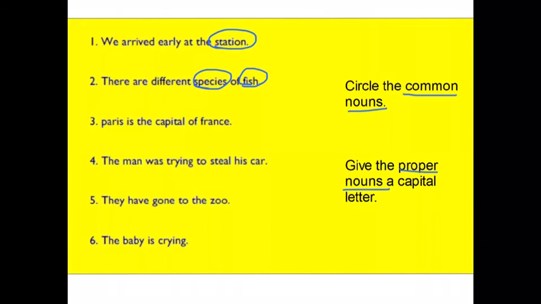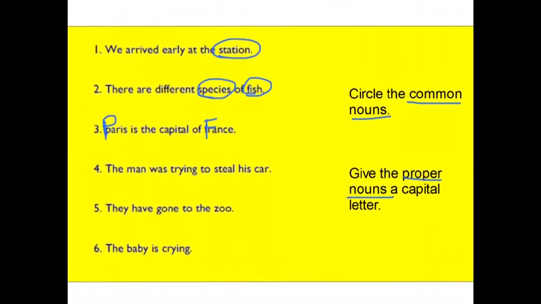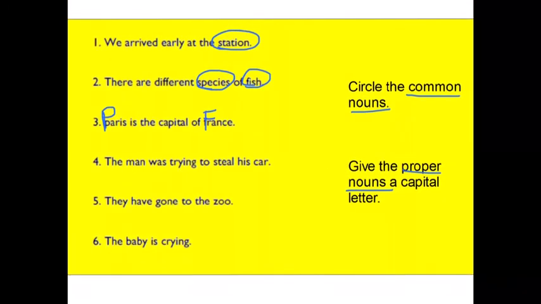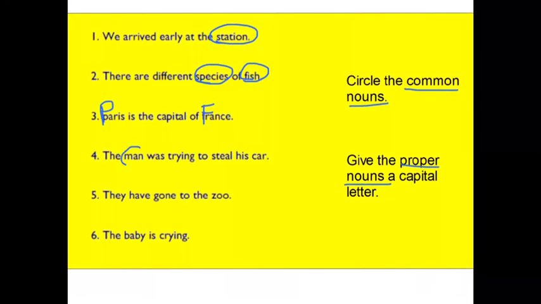Paris is the capital of France. Paris requires a capital letter, as does France, because they're both proper nouns. Question 4. The man was trying to steal his car. Man is a common noun, as is car. Question 5. They have gone to the zoo. Zoo is a common noun. If it named the specific zoo, for example, London Zoo, then they would need capital letters because they would be a proper noun. But on this occasion, zoo on its own is a common noun. The baby is crying, and baby is our common noun.